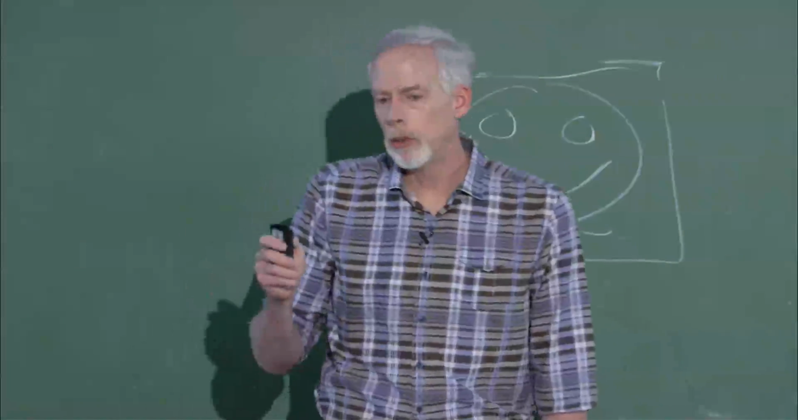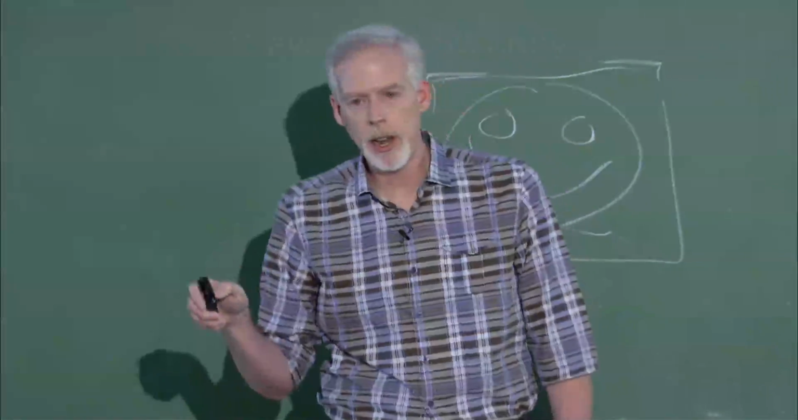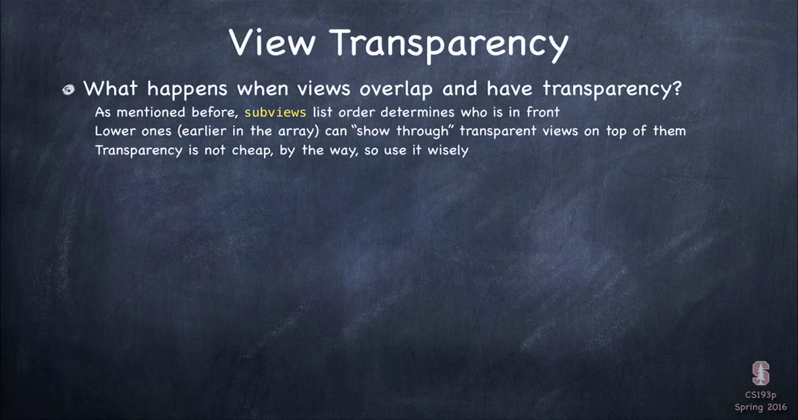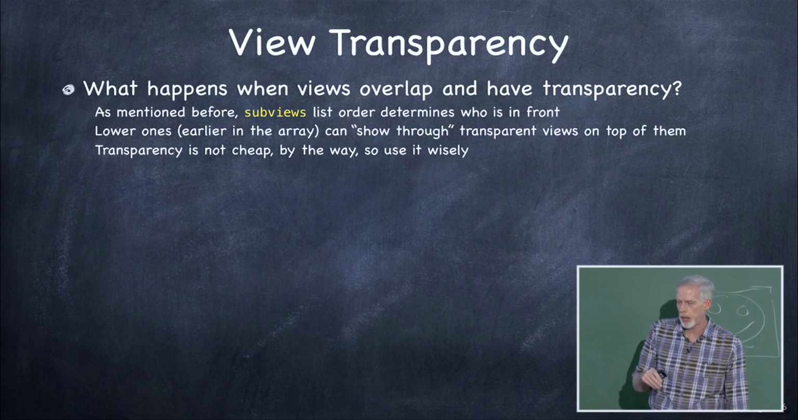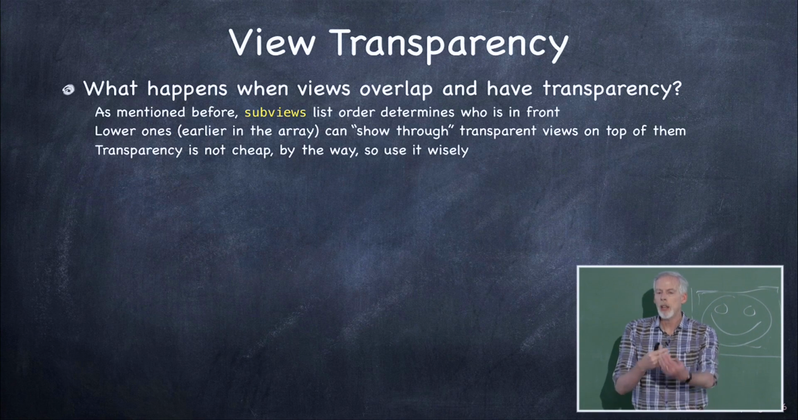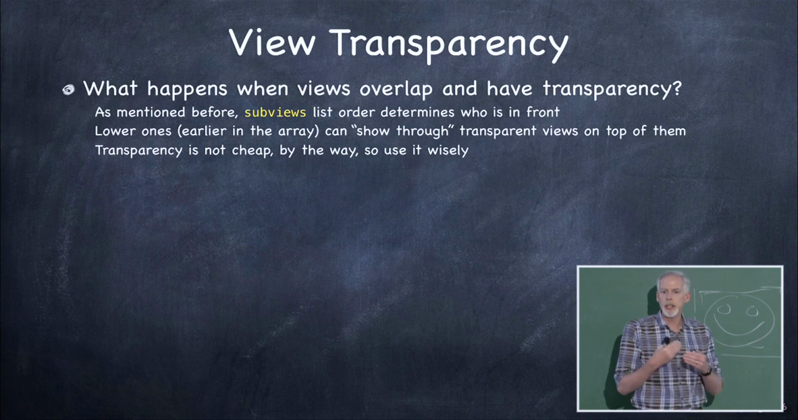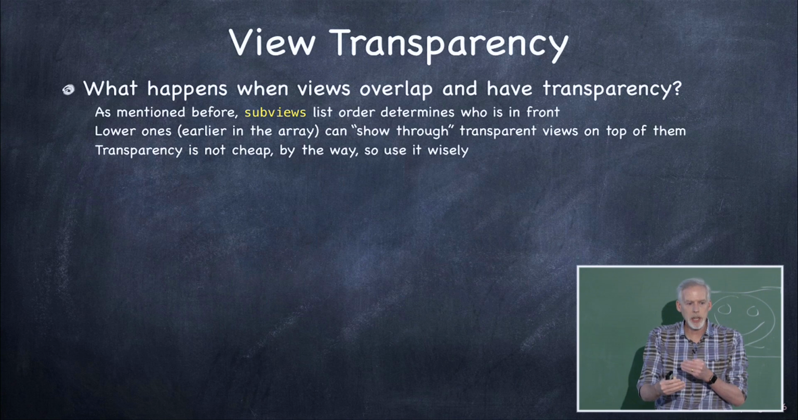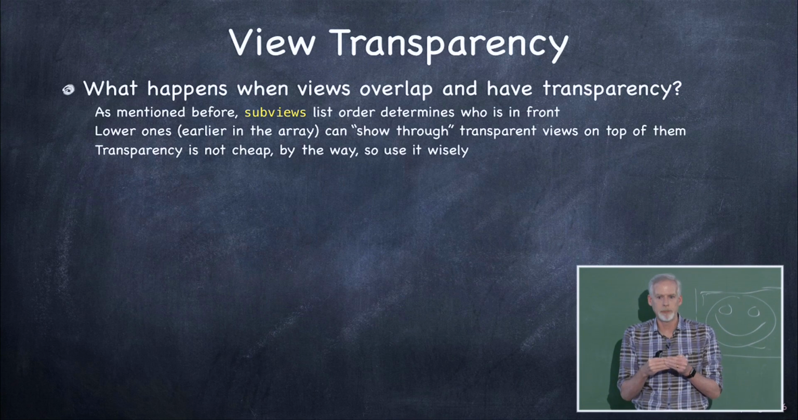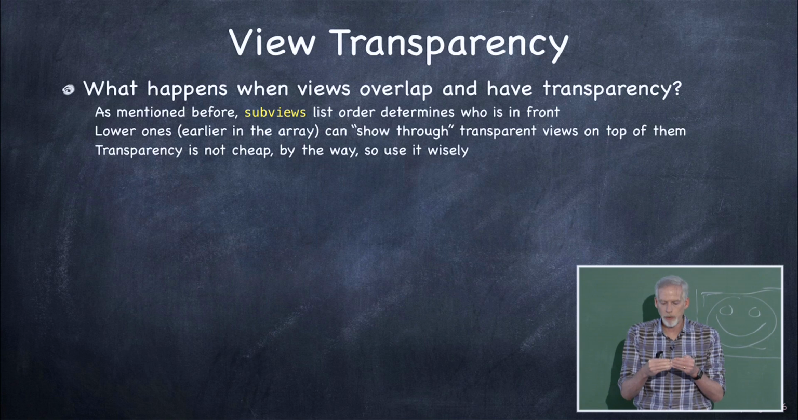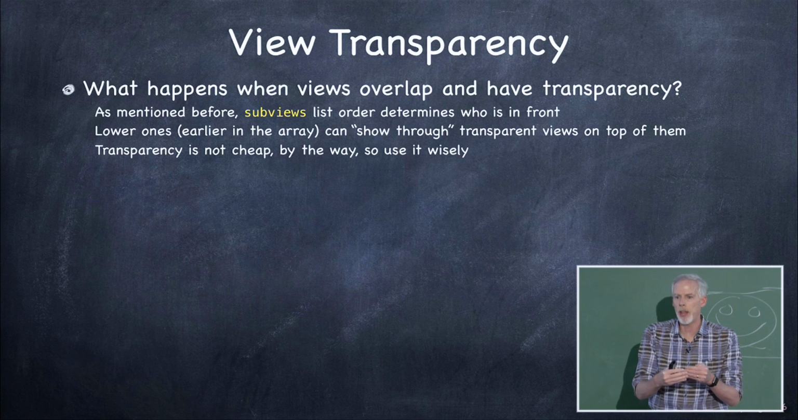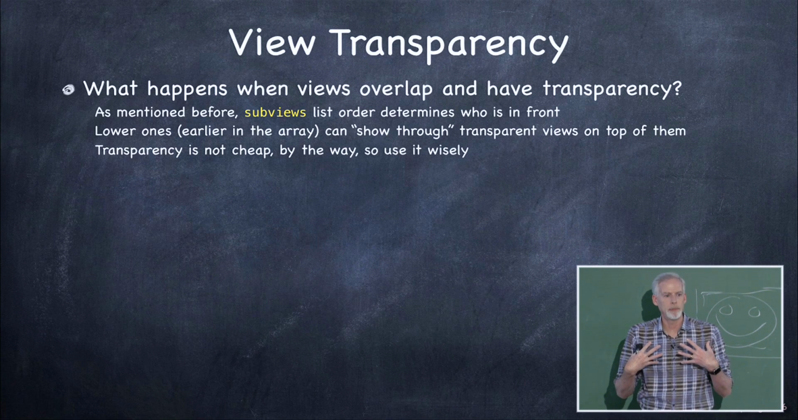All right, now let's talk about view transparency and how that works when you're drawing with transparency. If you have non-opaque views, that say they're drawing with transparency, then what happens is that the subviews list, which shows all the subviews, is in order where the first thing in the subviews list is in the back. The next thing is in front of that, the next one's in front of that, the next one's in front of that, and so it's going to show through like that. Get it?